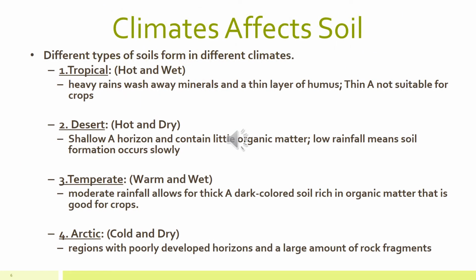Let's start off with climate and how climate affects soil. Different types of soil form in different climates. So let's start with the tropical rainforest. The tropical rainforest has a hot and wet climate. Therefore, the heavy rains wash away minerals and thin layers of humus. Therefore, you're going to have a really thin A horizon, which is not very suitable for crops.